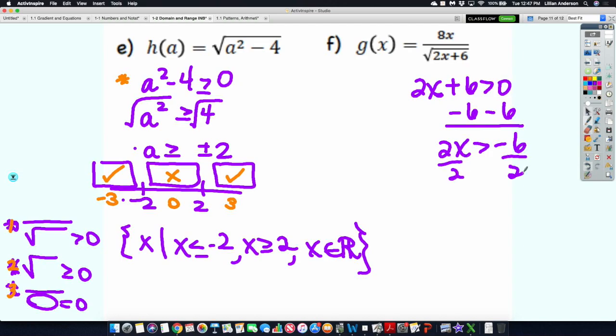Divide by 2. Do I have to worry about a plus or minus here? No. There's no squared involved. And because there's no squared involved, no need to worry about doing this whole gizmo over here. We only got that one solution. It's all the values that are going to be greater than -3. So, add in the good. And we're done.